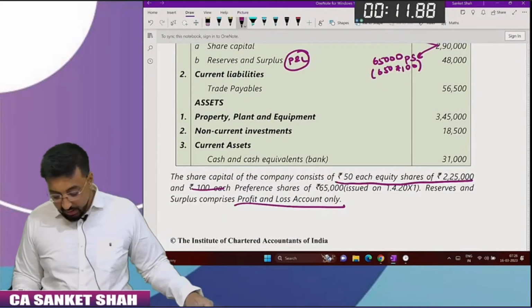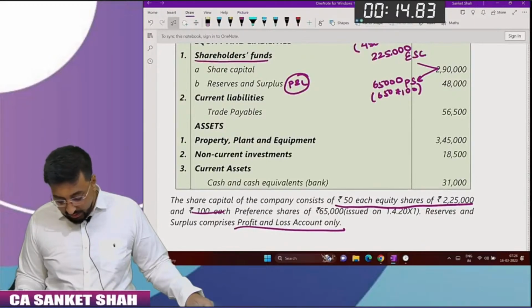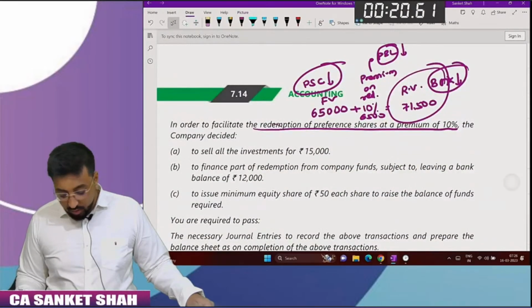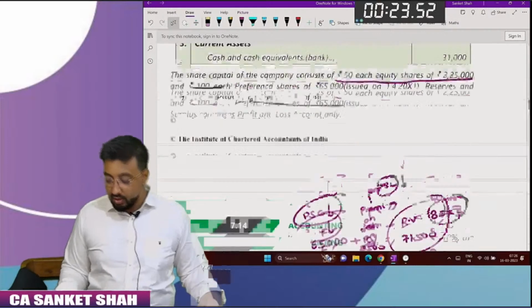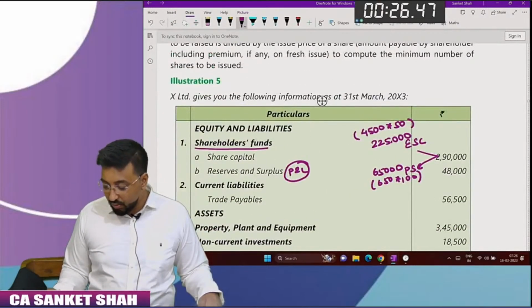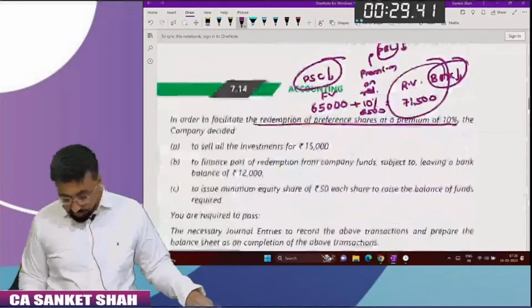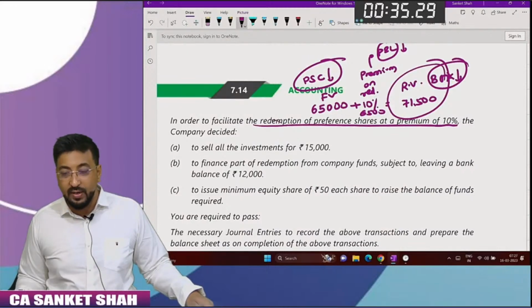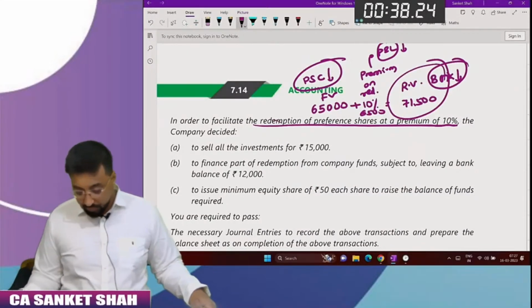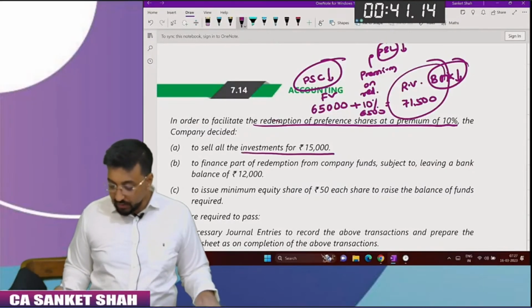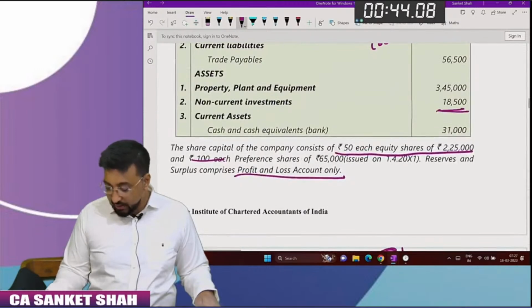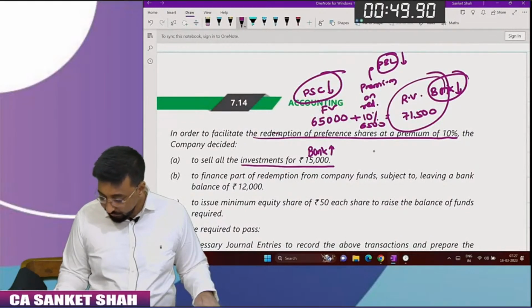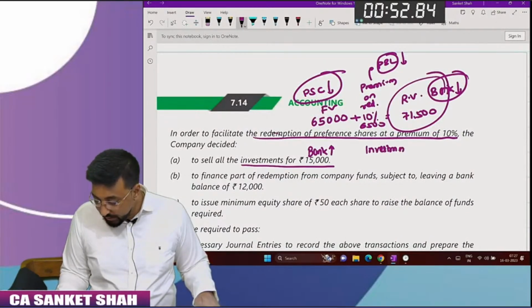So the share capital consists of 50 each of rupees 2,25,000 and 100 each of preference shares of 65,000. Reserves and surplus consist of P&L. In order to facilitate the redemption of preference shares, the amount of preference shares is 65,000. So 65,000 is the face value and premium is 10%, that is 6,500, and the redeemable value is 71,500. We sold investment at rupees 15,000. The value of the investment is 18,500. See, bank will increase with the investment sale: 15,000, and investment always goes out by book value.